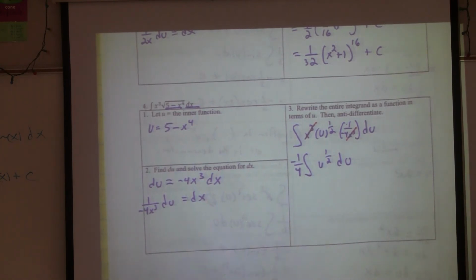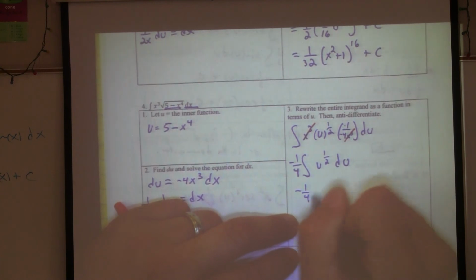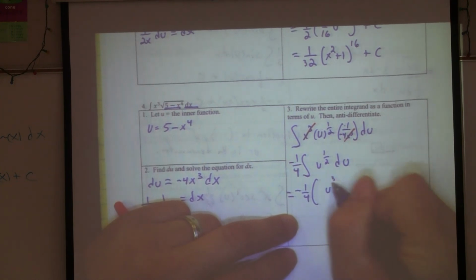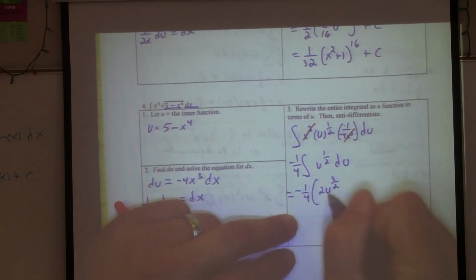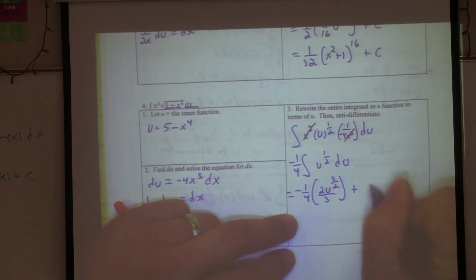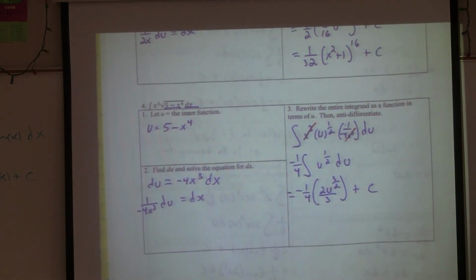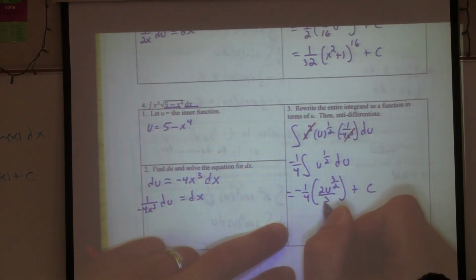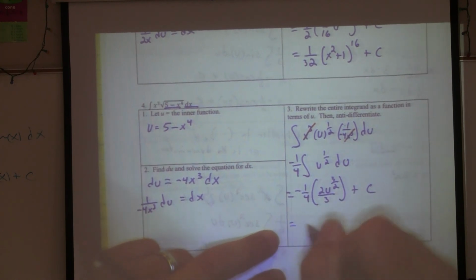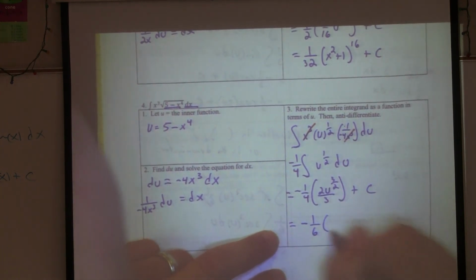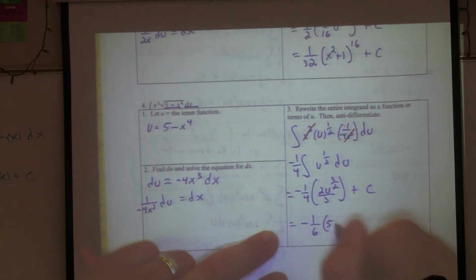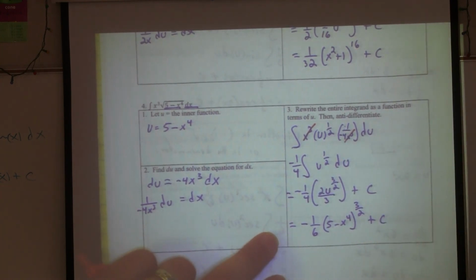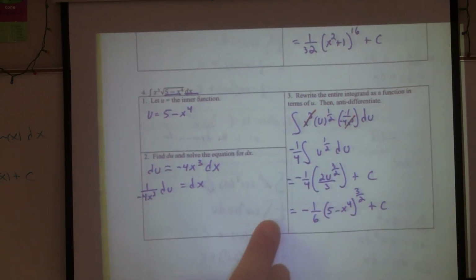So let's go, integrate it. Add 1. 3 over 2 times 2 over 3 plus c. So let's multiply times that 4. We would get 2 over 12, right? Which reduces to negative 1 over 6. I'm going to replace that u already with 5 minus x to the 4th, all of that to the 3 over 2 plus that c. Okay?